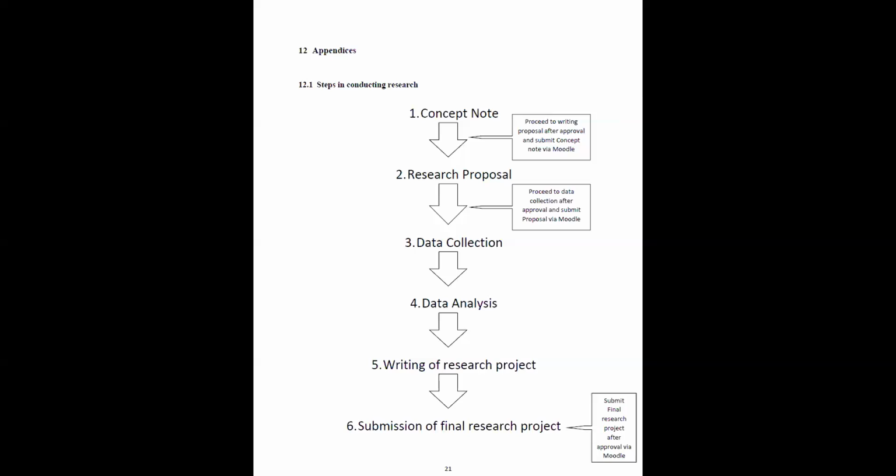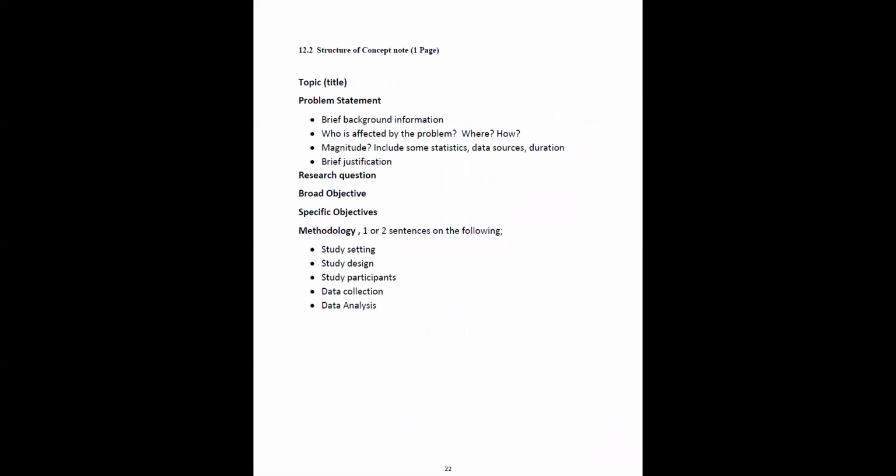So we'll go step by step until you reach the final step, which is step number 6. So the next appendix is 12 on page 22. It shows the structure of a concept note.